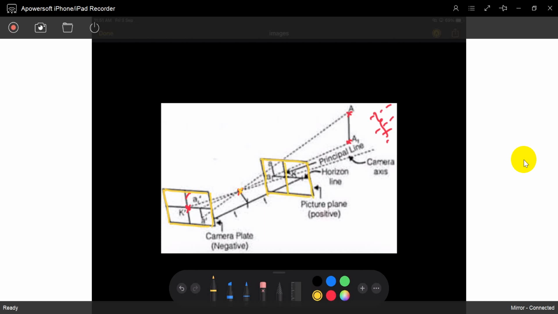This is exactly the principal line. You already know the principal line. Now you can see this point, the point A. If you capture that point, how does it go down?